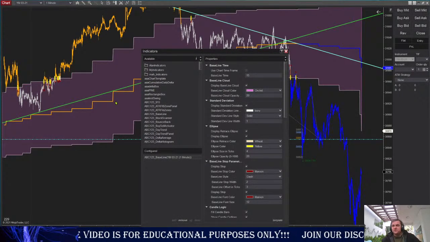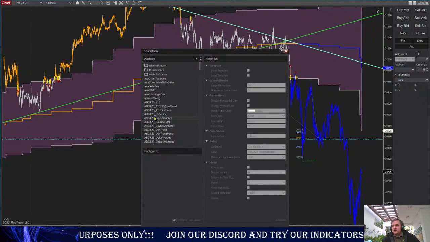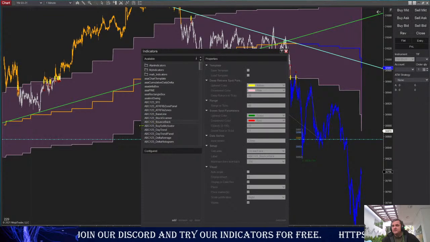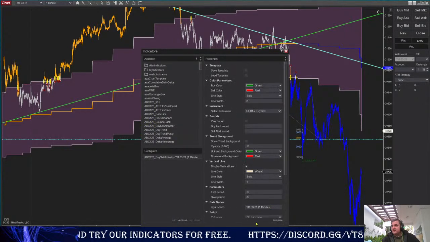The baseline, I use it quite a bit on my charts. I have multiple charts that I use. Now I'm going to get out of that one. I cannot show block scanner until I have live data. I can't show bounce back. I can show buy-sell activator. Okay, let's go to buy-sell activator.